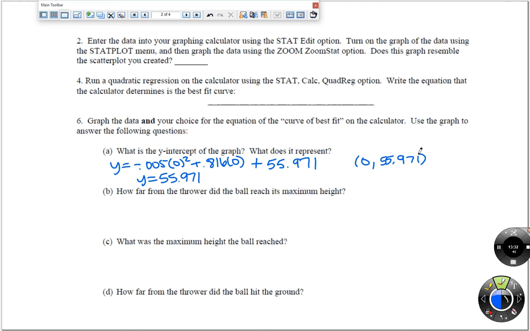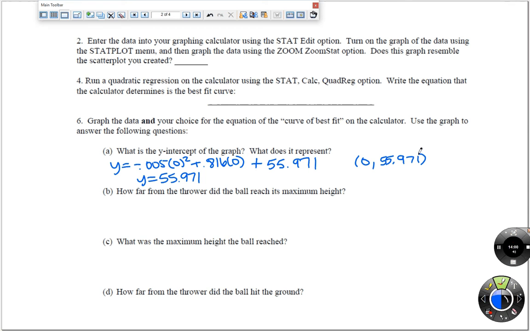What does it represent? So when problems have context, the y-intercept is not just a number anymore. The y-intercept tells me something about the scenario that we just performed outside. Brandon? Good. So that's the height at which Jeremy was holding the ball, or the height at which he let go of the ball. Does that make sense to everybody? Because he was standing at the 0 mark. That's the height that the ball was at 0.